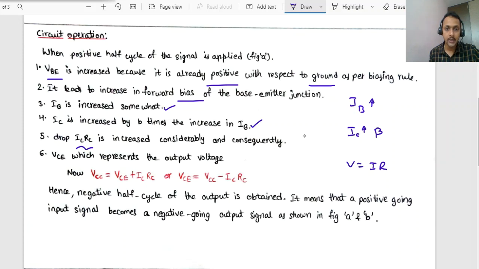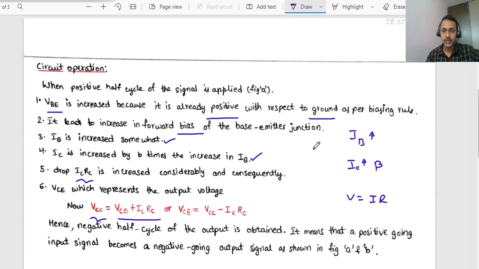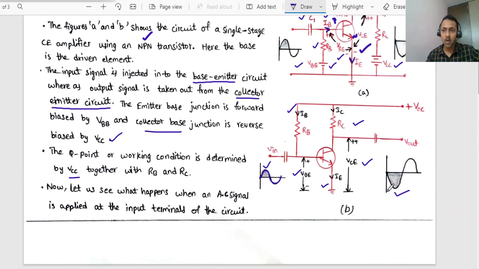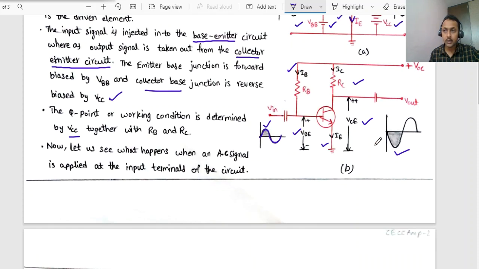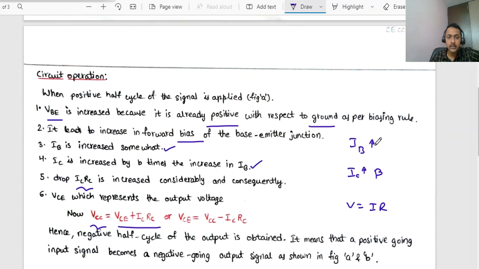So IC RC is increased, and now if you observe, VCC is given by VCE plus IC RC. The amount of current flowing through this collector resistor times RC is the amount of voltage that will be dropped. Therefore, the voltage VCC at the collector terminal will be equal to the collector emitter voltage plus the drop. Now what could be the collector emitter voltage?